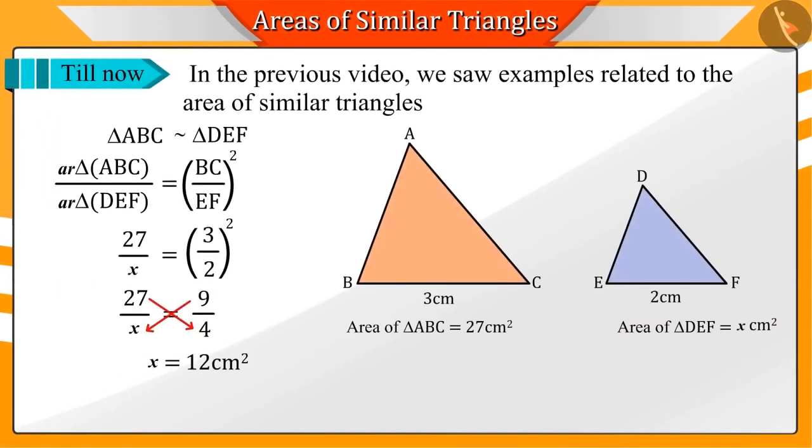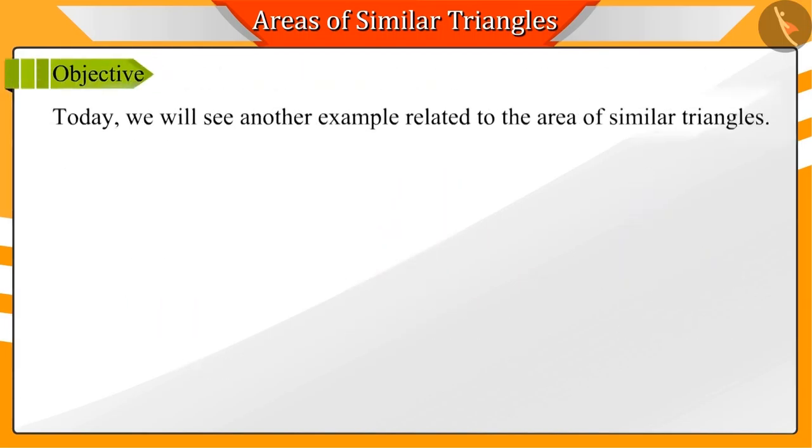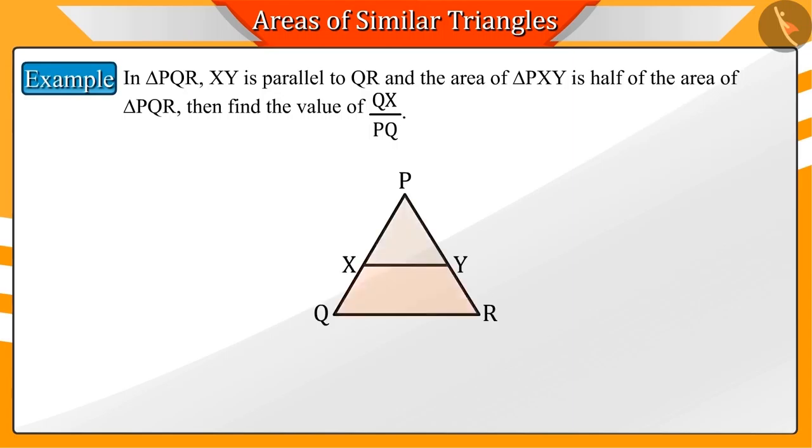In the previous video, we saw some examples related to area of similar triangles. In this video, we will see another interesting example based on this. In the given triangle PQR, if XY is parallel to QR and the area of triangle PXY is half the area of triangle PQR, then find the value of QX by PQ.